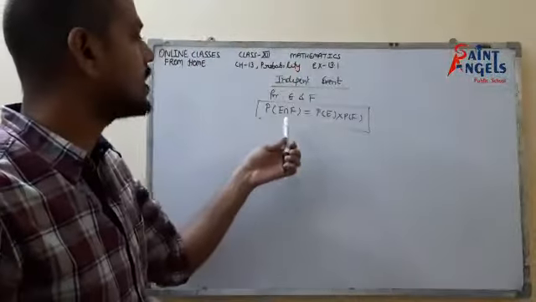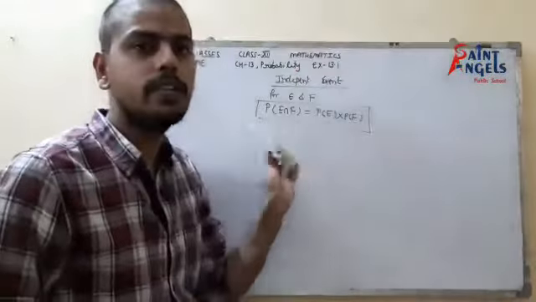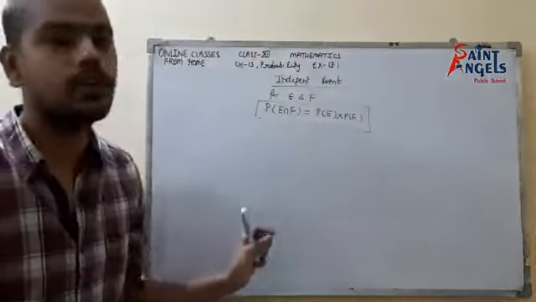Now, if P(E∩F) equals P(E) into P(F), then we would say the events are independent. Now please pause the video and note it down.